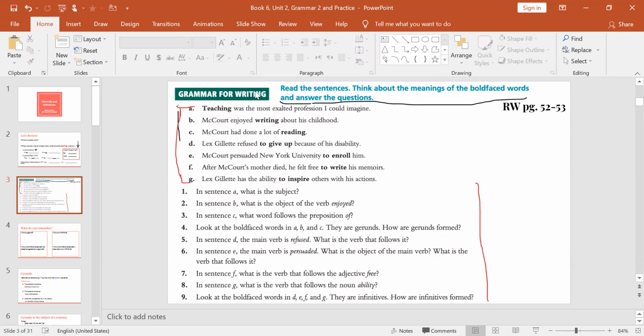So I'll give you a couple of minutes to read through the options here, A through G, and then also to read through these questions. And you can begin to answer them in your books or on your sheet of paper. And then afterwards, once the couple of minutes have expired, we will go over this together.